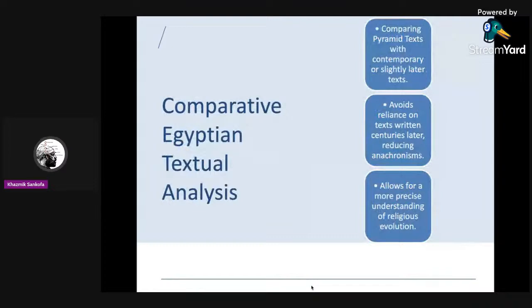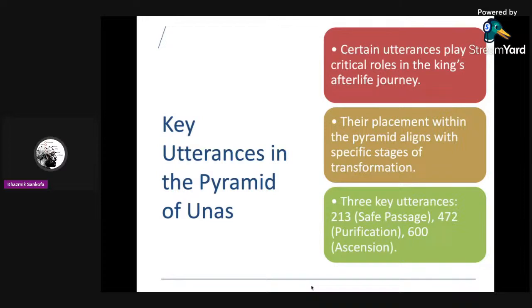All right. Comparing the pyramid text with contemporary or slightly later texts, it avoids reliance on text written centuries later, reducing anachronisms, and it allows for a more precise understanding of the religious evolution. Like I said, this discussion will be in another presentation I do maybe next week. You're going to be primarily looking at the pyramid of Unas, one of the first ones. There are certain utterances that were critical to the king's journey: 213, 472, and 600.